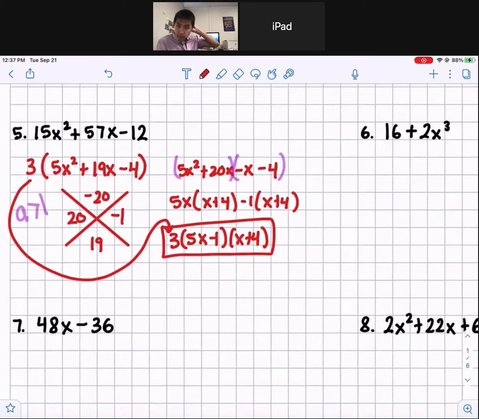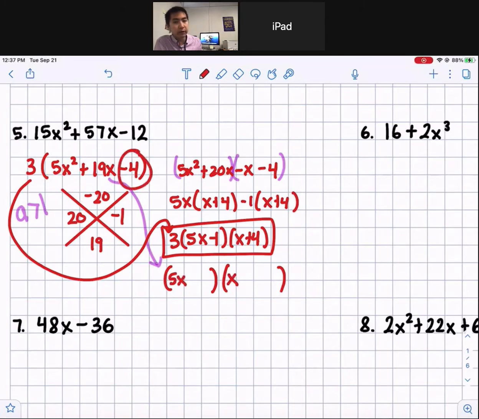Also, you could have done it by guess and check. And if you did get it by guess and check, this is the guess and check method. What two numbers multiplied together give you 5x squared? It's just 5x times x.